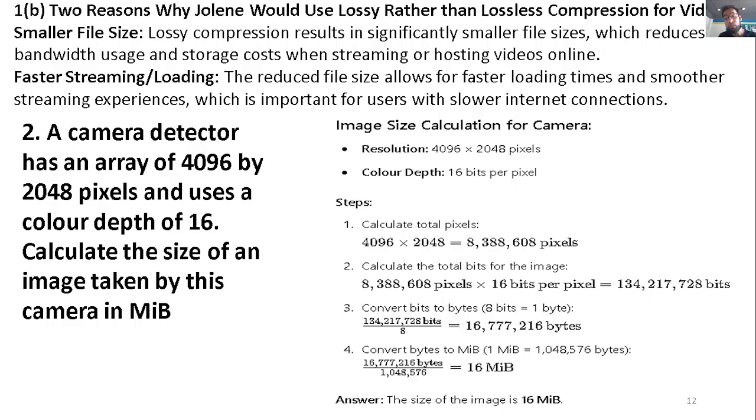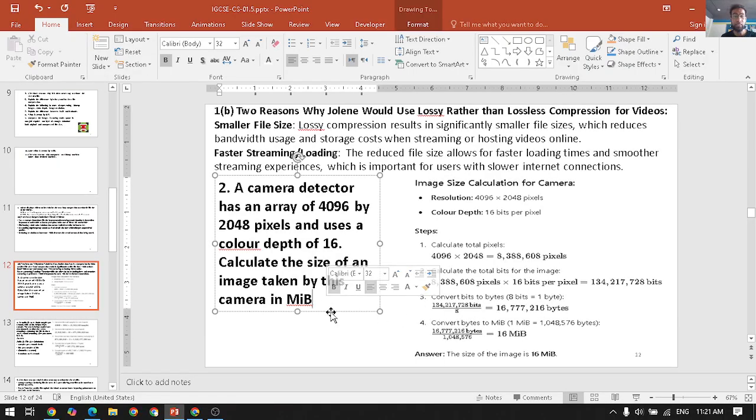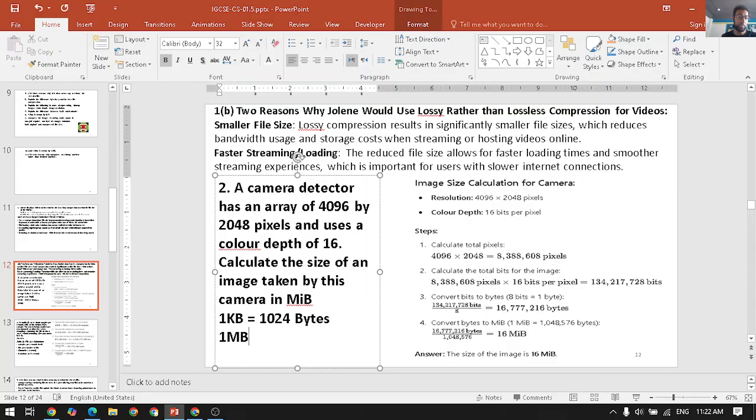We have already converted into bytes. Now we have to convert it into megabytes. This is a tricky part. In order to convert it into megabytes, 1 kilobyte equals 1024 bytes, and 1 megabyte equals 1024 kilobytes.